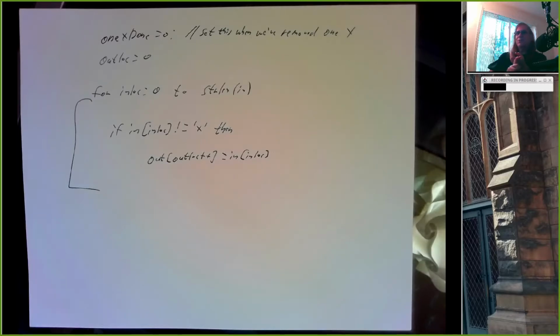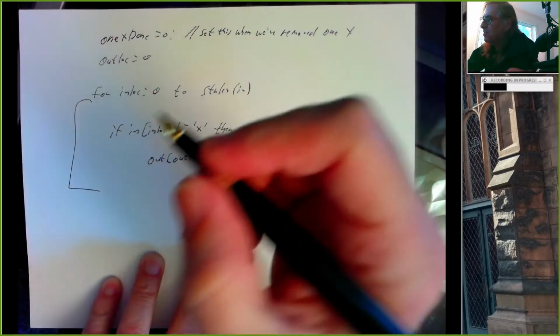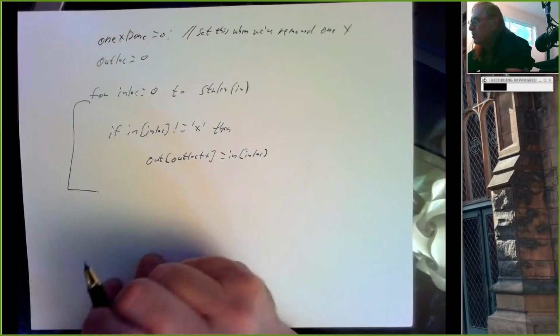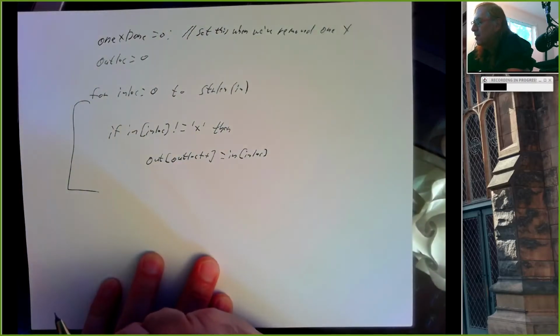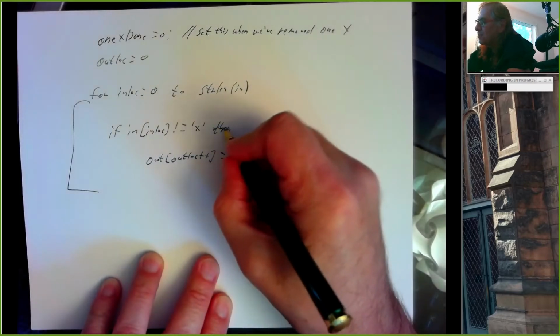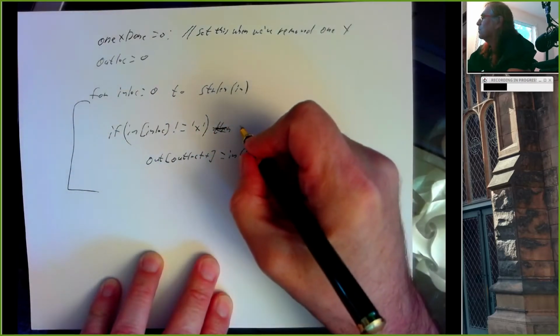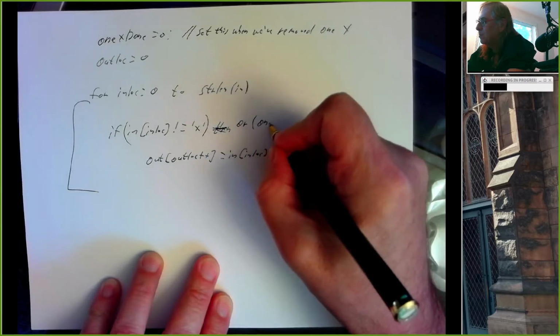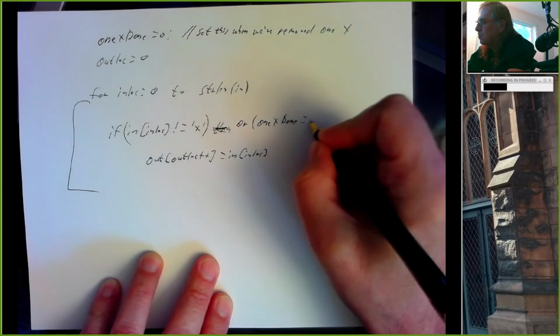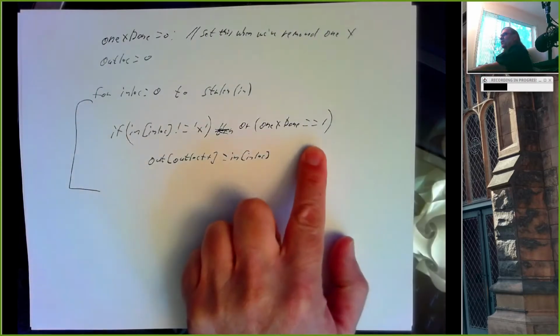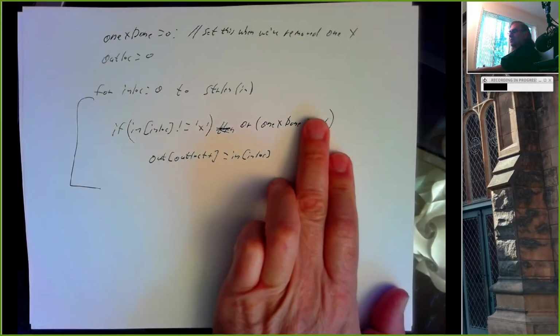If it's equal to 0, I have not removed an x from my input string yet. If it's equal to 1, that means I've removed an x already. So now I'm going to do something different in here. I'm going to say if input location, well, there's a few ways to do this. If input location is not equal to x, or 1x done. I don't have to say equal to 1. If I'm thinking of it as a flag, I could just say or 1x done, right?